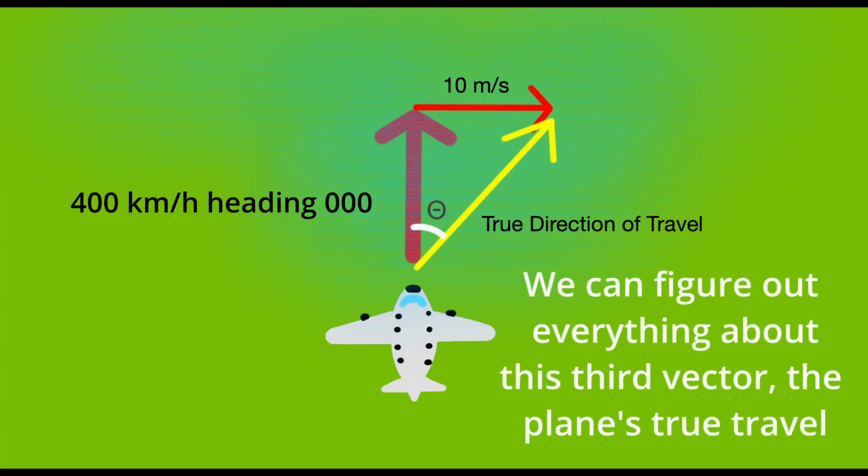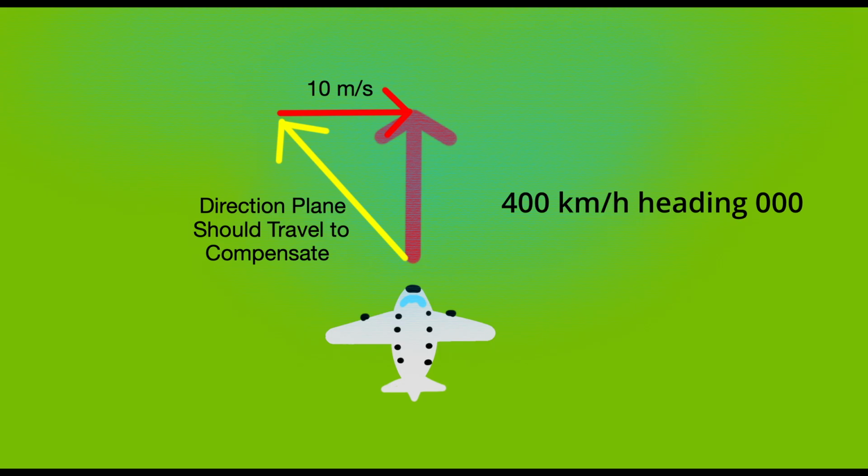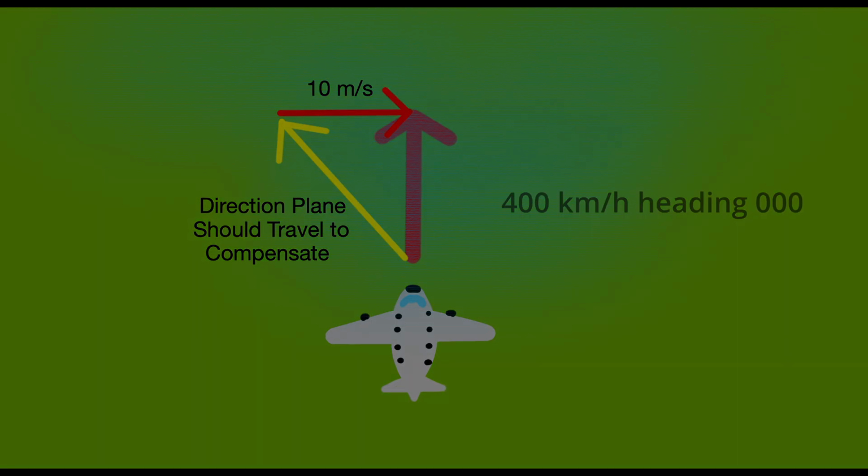If I were to use a second type instead, I could have the external force vector pointing towards the head of the first, and find the vector which would explain how the plane should travel, should it want to travel at 400 kilometers per hour exactly northward, by cancelling out the effects of the external wind.